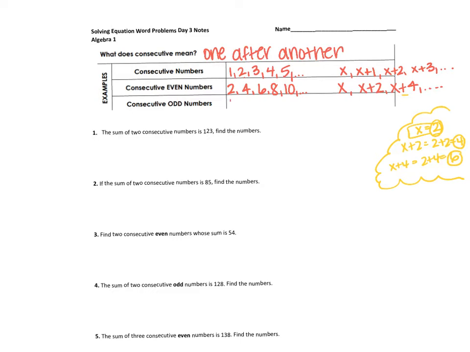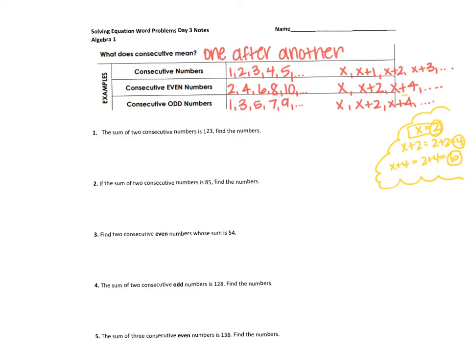Lastly, we have consecutive odd numbers like 1, 3, 5, 7, 9, and so on. And we can represent those using letters just like we did with the even. So x plus 2, and x plus 4.